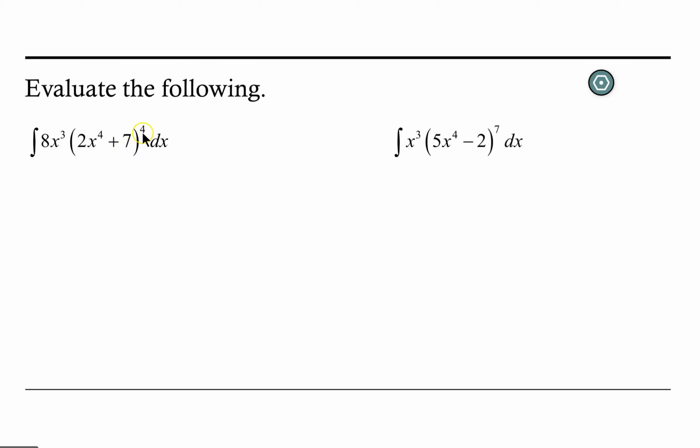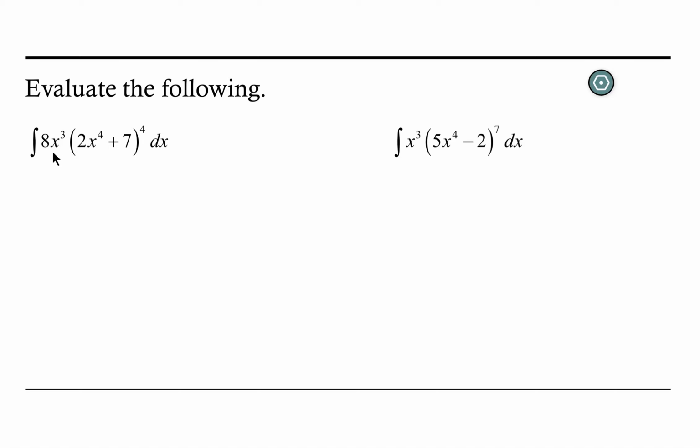Now, in theory, because this is raised to the fourth power, we could go ahead and multiply the 2x to the fourth plus 7 by itself 4 times, then multiply by 8x cubed. However, that is a very time-consuming, tedious process, and the technique of substitution makes this much more feasible.